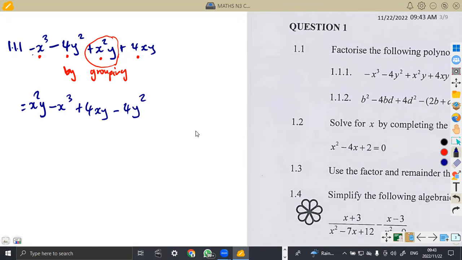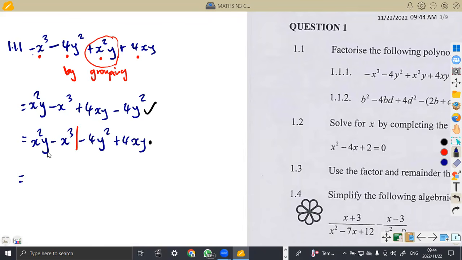The order, like I'm saying, does not matter how you are writing it, but since we've got x here, we can also rearrange. We can rearrange maybe in this manner so that you can understand me much better: x squared y minus x cubed minus 4y squared plus 4xy, like that. Still, it's one and the same thing. You can write it this way or you can write it this way. It does not matter.